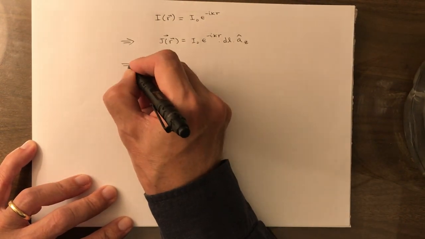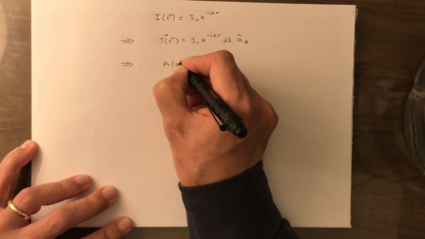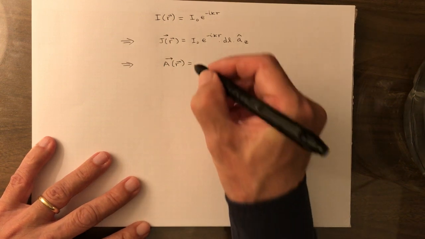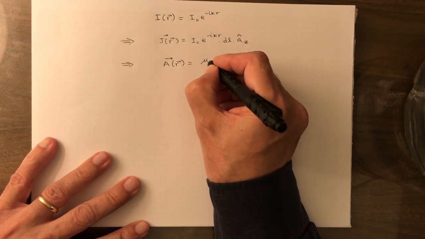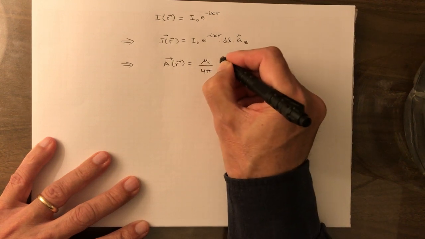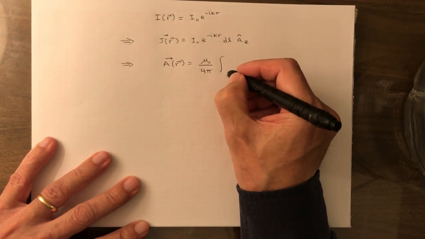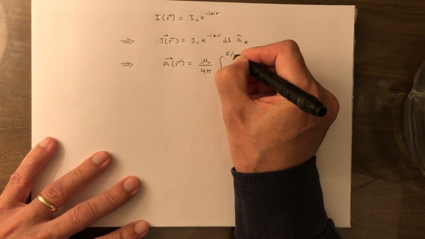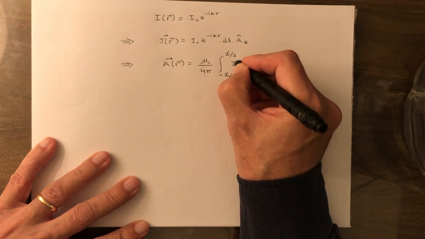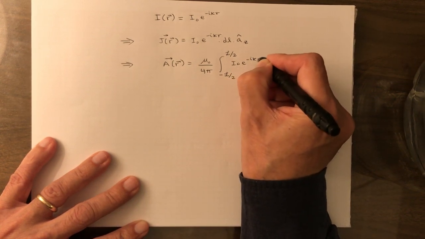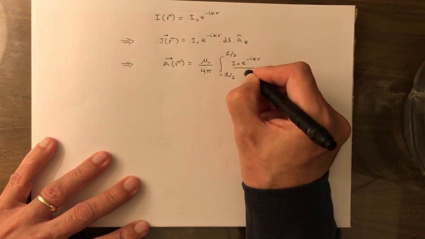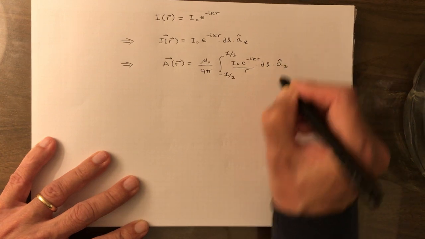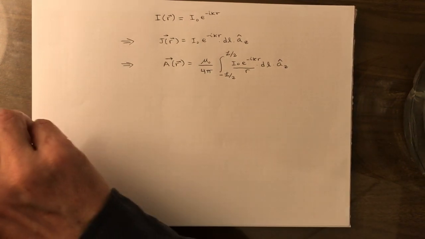which then implies that our vector potential as a function of position vector r is equal to our constants mu naught over 4 pi times, and since we're looking in terms of this length, the integral from minus L over 2 to L over 2 of I naught e to the minus j kr over r dl az hat.